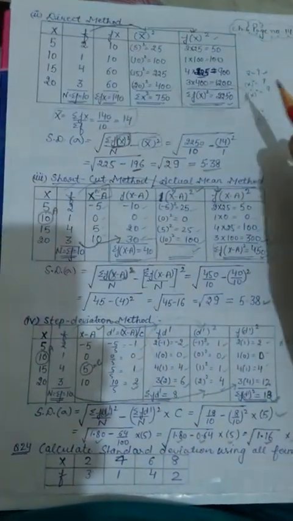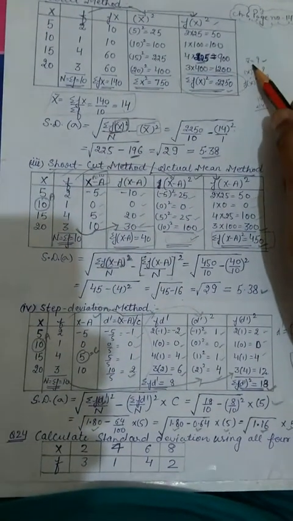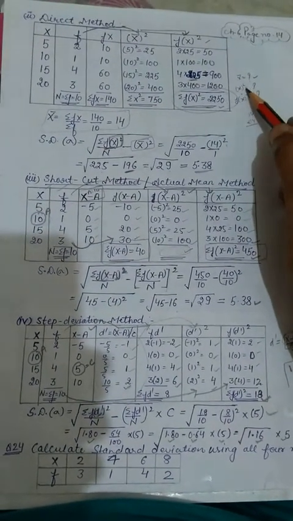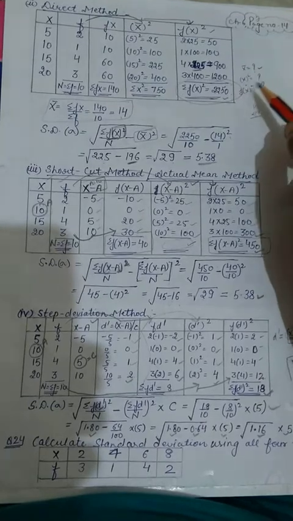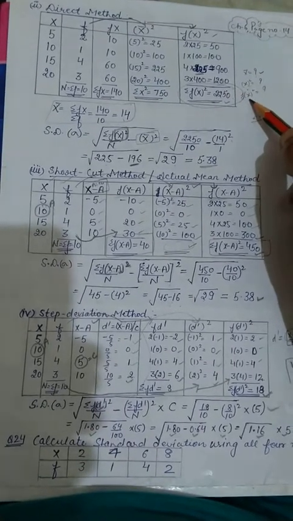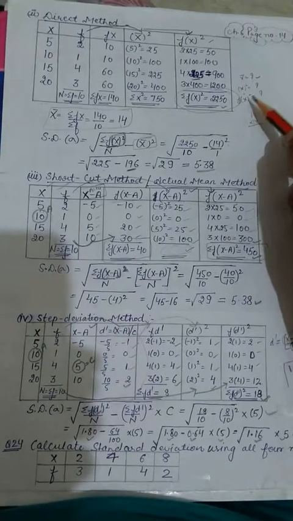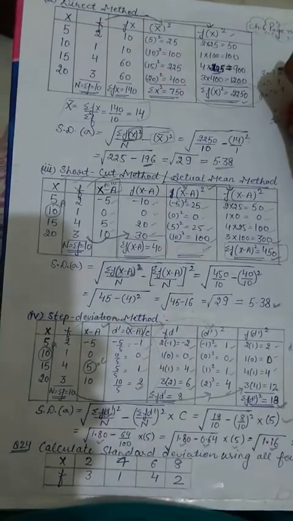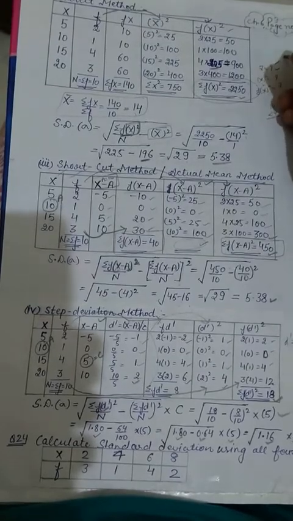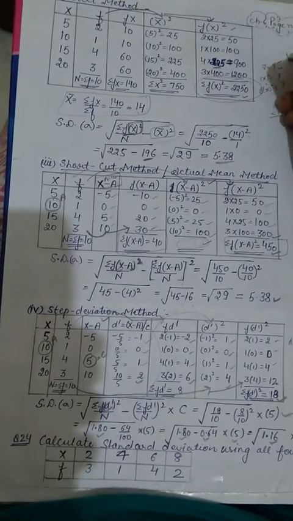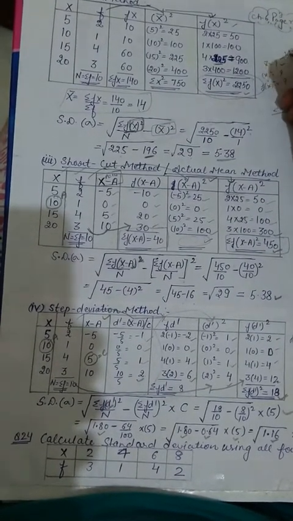Now this is your next part, that is your direct method. In this direct method, first of all you need the x bar value, then you need the value of x square, then you need the product of f and x square. So these are the general informations, and for this you need your fx upon n.